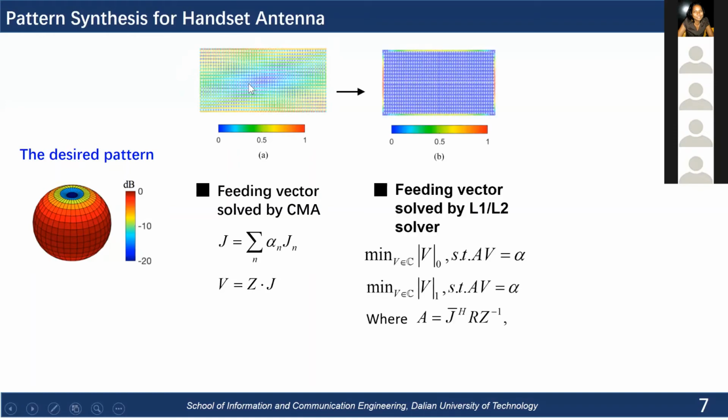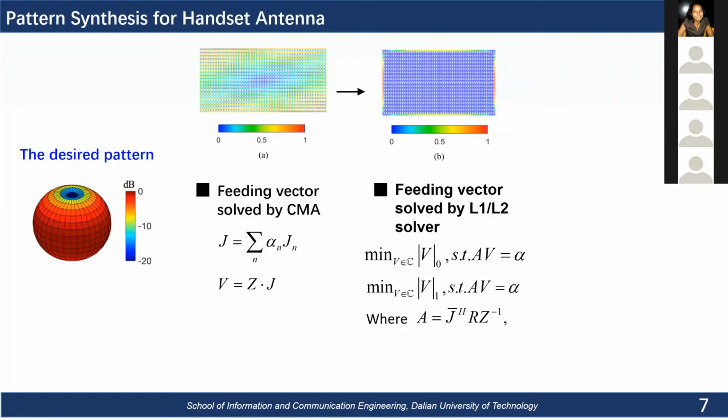We are trying to find a method to reduce the non-zero elements in this feeding vector. The method we use here is based on the concept of compressive sensing, so we use the L1 or L2 norm to solve this problem. Physically, what does it mean? It means that we want to find the most sparse feeding vector V that can make the weighting coefficient as close as possible to our desired weighting coefficient.